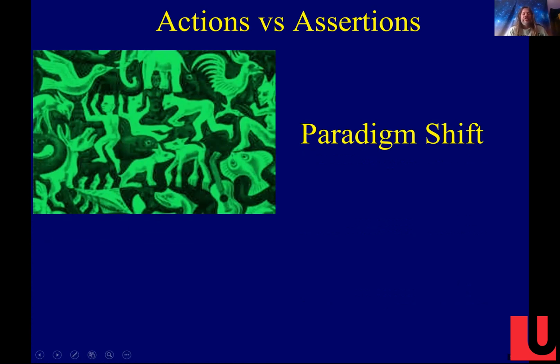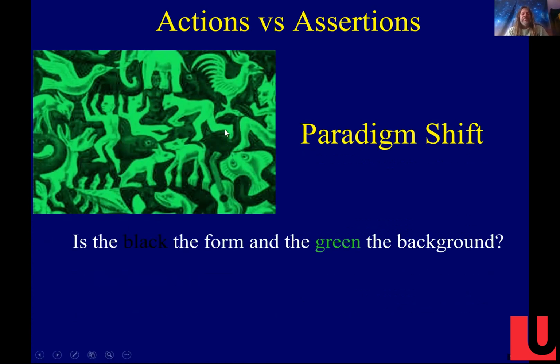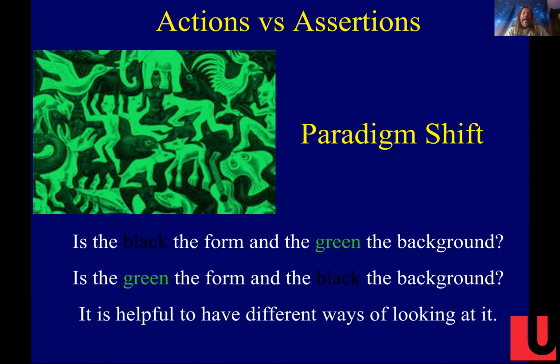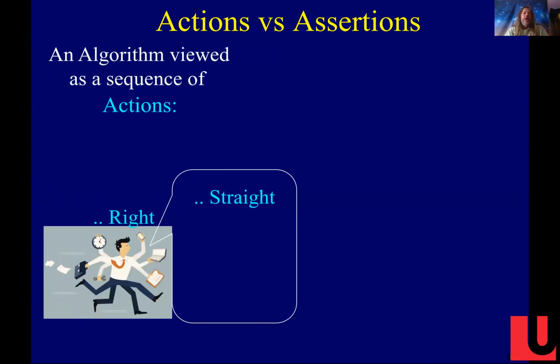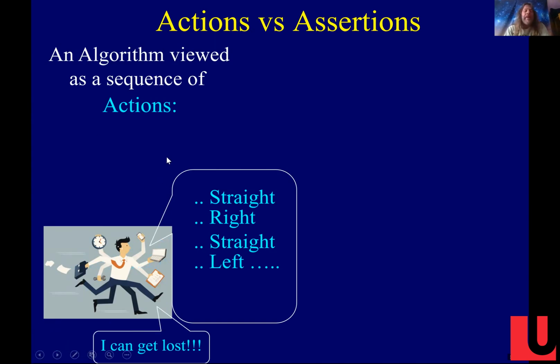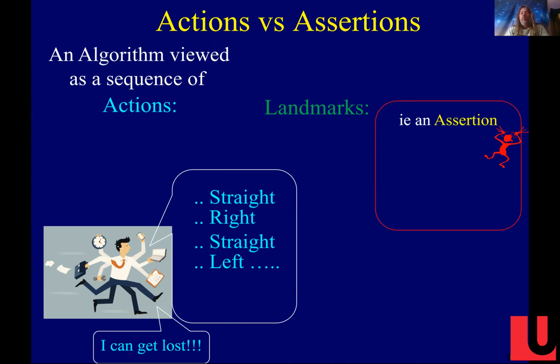It's a paradigm shift. I love this Escher picture. You have pictures. You can think about the green pictures or about the black pictures. And it's always useful to have more than one way of looking at things. People tend to think about algorithms as a sequence of actions where you go this direction and that direction, but the problem is you might get lost. So we're going to think instead about landmarks. What is a landmark? In our context, it's an assertion.